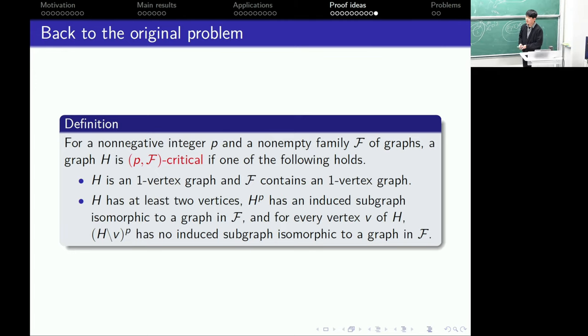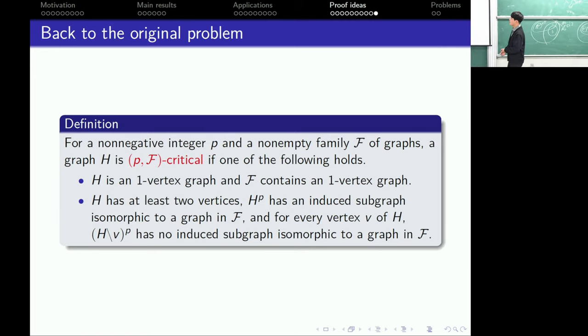The second one is very important: if H has at least two vertices, and H's power has an induced subgraph isomorphic to a graph in F, but if we delete any vertex, then its power has no induced subgraph isomorphic to a graph in F. So it's something like vertex critical.